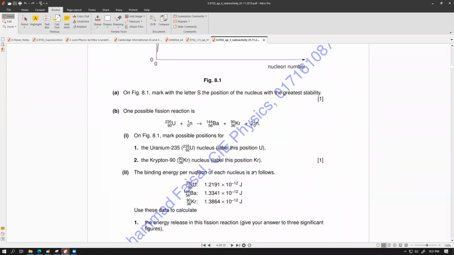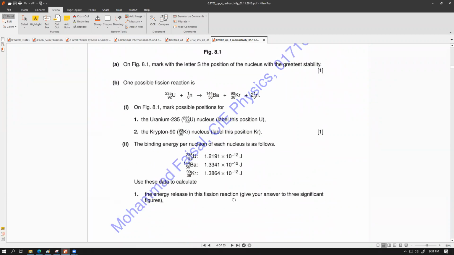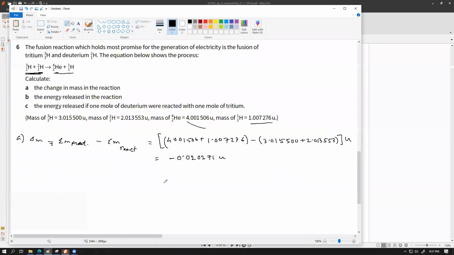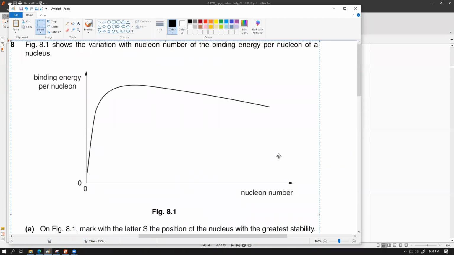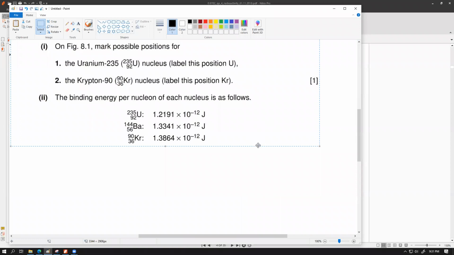Then it says the binding energy per nucleon for each of the nuclei is as follows: uranium-235, barium, and krypton. Use this data to calculate the energy released in this fission reaction, giving the answer to 3 significant figures. Now, here's the deal. In this process, some energy is released. So we can calculate the total amount of energy involved. Binding energy per nucleon for uranium-235 is this much.